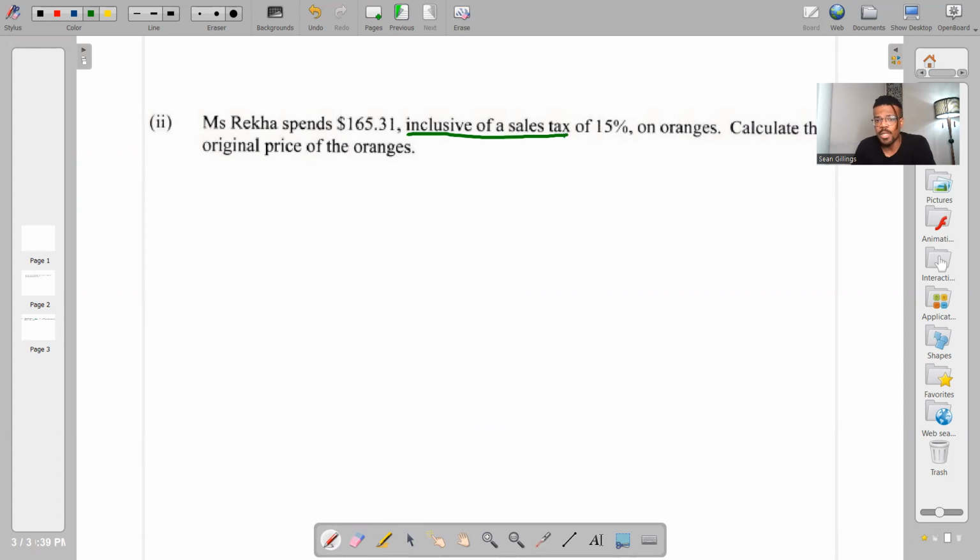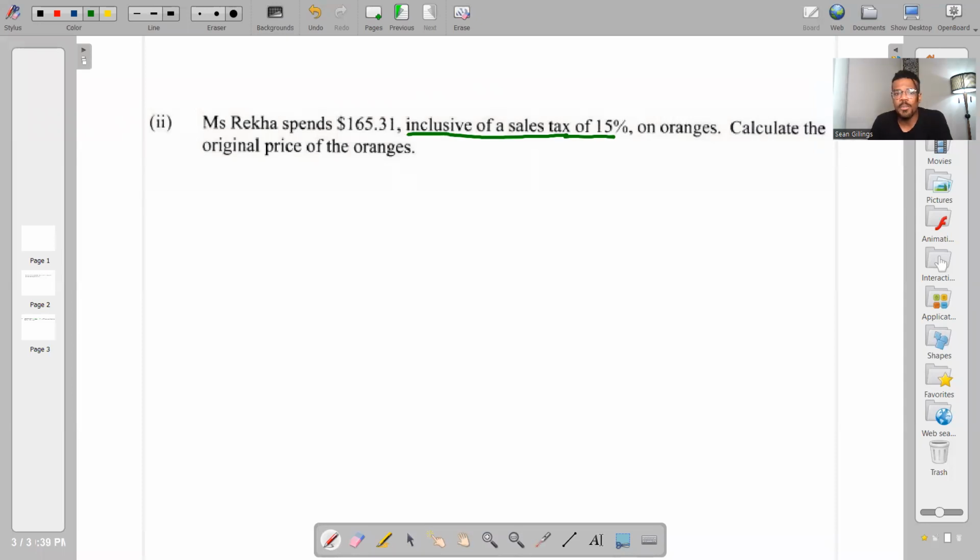And the sales tax is 15%. Calculate the original price of the oranges. All right.